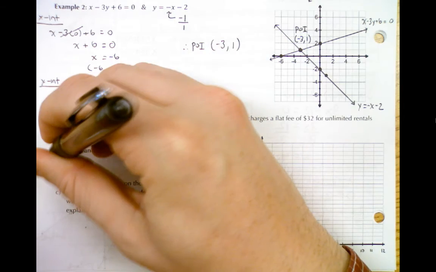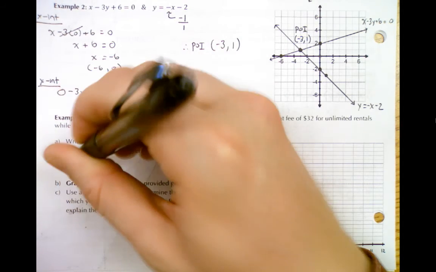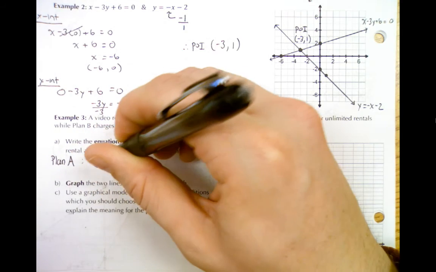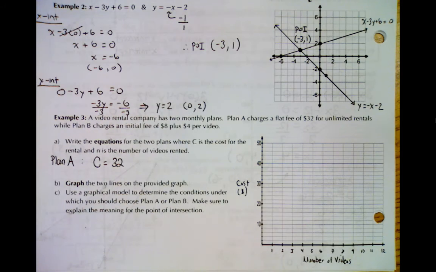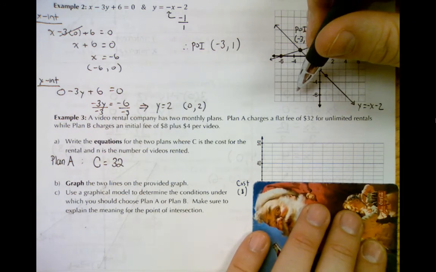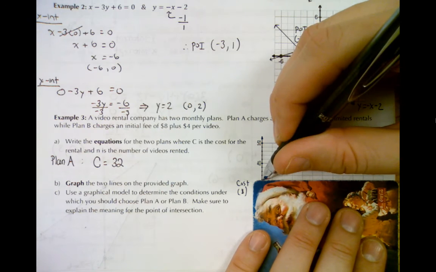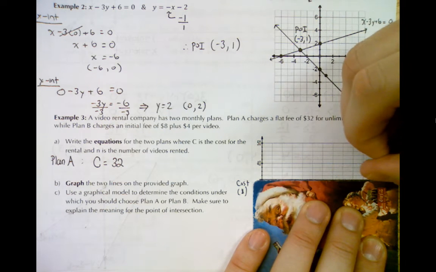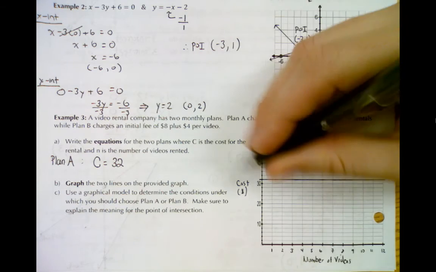For Plan A, the cost is $32, no matter how many videos are rented. So it doesn't matter the number of videos, so there is no N term. There's no mx term if it's y equals mx plus b. It's just the cost is $32, which is like the equation y equals 32, which if we remember our special case lines, that's a horizontal line. Because no matter how many videos are rented, the cost will be $32, which means that if I were to graph that, I would have this line.